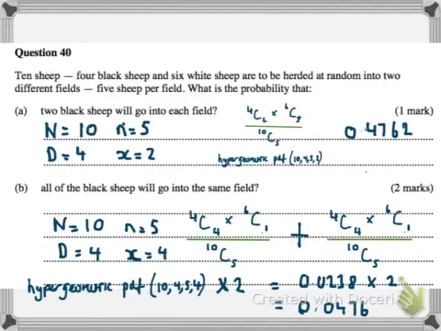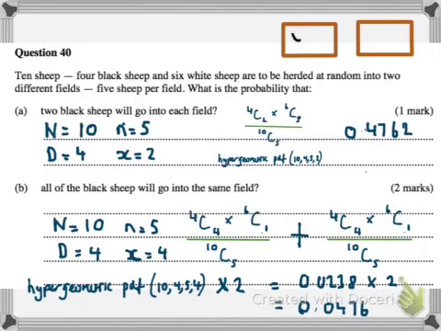Okay, so now, interesting situation here because there's only 4 black sheep. So obviously if there's 2 fields, here and here, then if 2 black sheep are in this field here, then the other 2 must be in the other field. Okay, there's no third option. So really we're looking at 2 black sheep being in one field will give us our answer, because by default the other 2 will be in the other one.